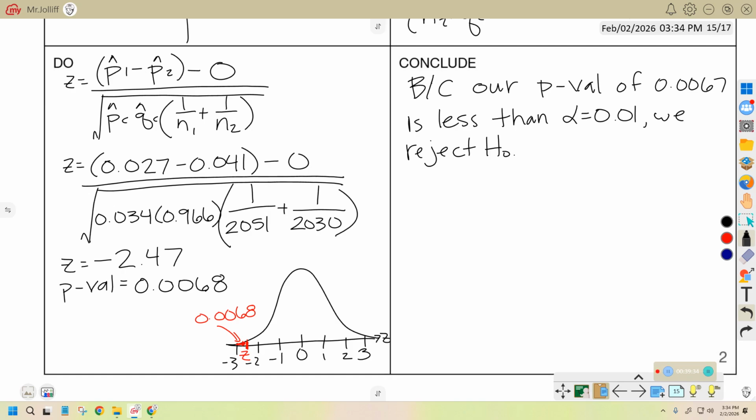Our test statistic's -2 point something. We're way out past 2 standard deviations on the lower side, meaning our p-hat1 was significantly less than p-hat2. The proportion of heart attacks in group 1 was significantly less than the heart attacks in group 2. So yes, we have evidence that the medication was effective.